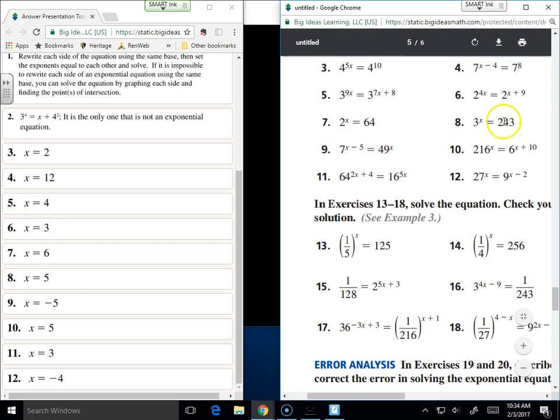10, 11, and 12. Think, what was going on with their bases? They were different. Bases. They were not alike.